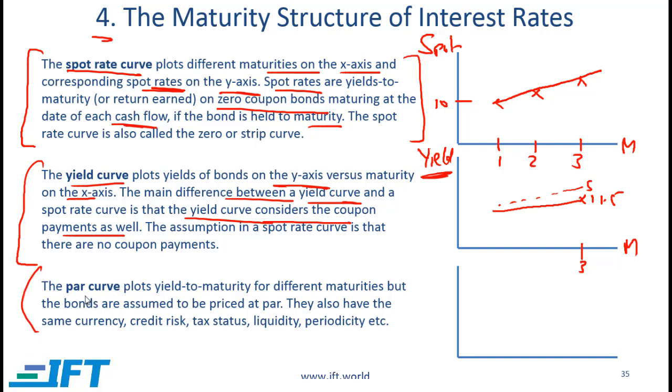The third item here is the par curve. The par curve plots yield to maturity for different maturities, but the bonds are assumed to be priced at par. They also have the same credit risk, currency, tax status, liquidity, periodicity, etc. So conceptually it is similar, and this is not used as much, but we have YTM on the y-axis for bonds which are assumed to be priced at par. I'd say you just remember this definition.